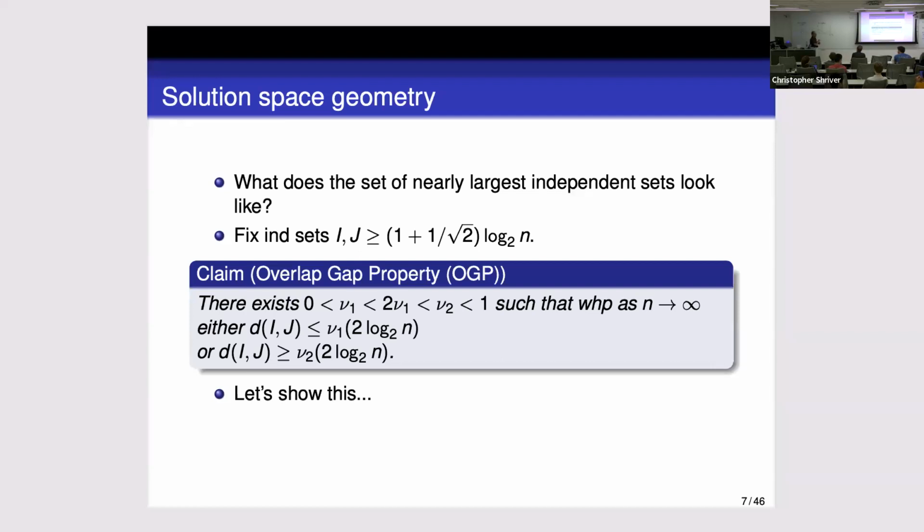Yes. So say I and J are bigger than half the maximum. Yes. No. Okay, I'll explain. I know where this is coming from.